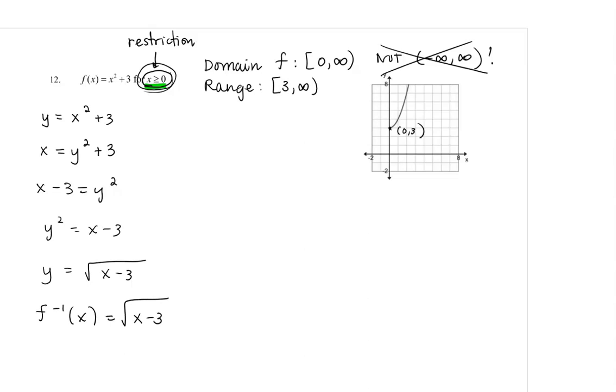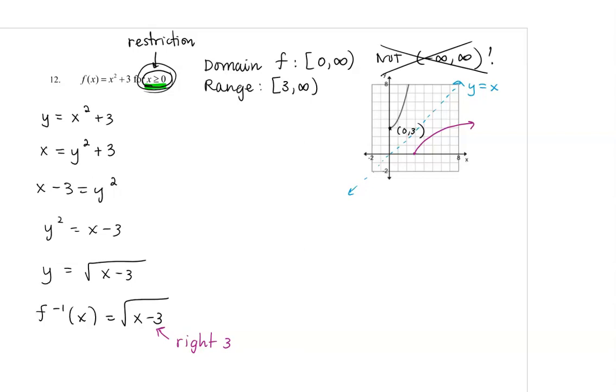And we're left with f inverse, once we have solved for y, equal to the square root of x minus 3. Now we know the square root of x minus 3 is the graph of the square root of x shifted right 3. And so that function looks like this, which we can see does make sense because that is a reflection of the original graph over the line y equals x.